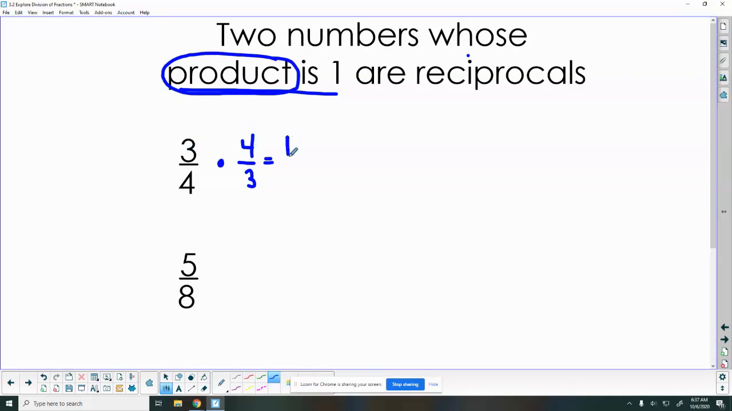3 times 4 is 12. 4 times 3 is 12. 12 divided by 12 is 1. So the answer is 1. The answer to a multiplication problem is 1. So when you multiply something by its opposite, you get 1.